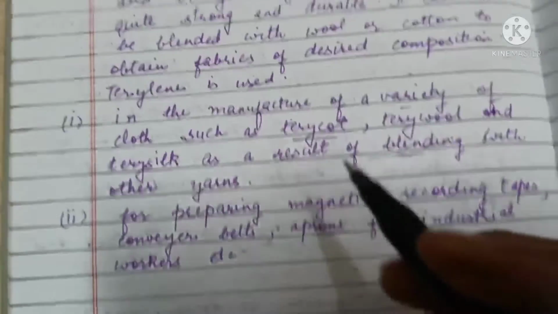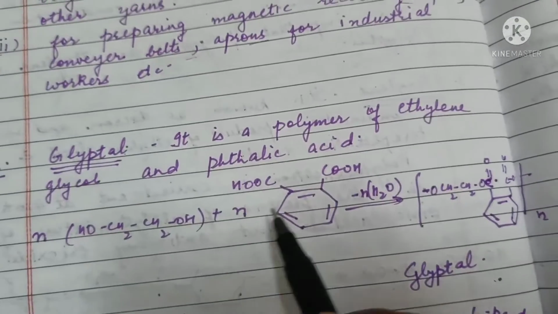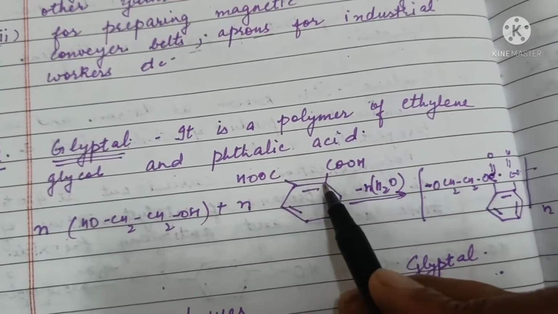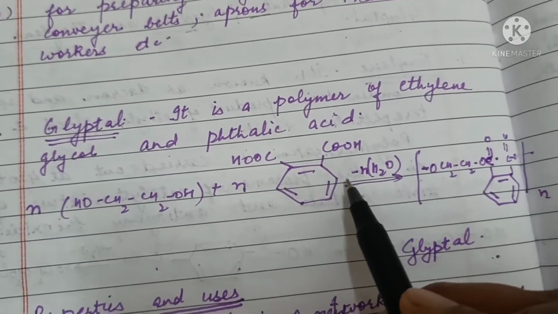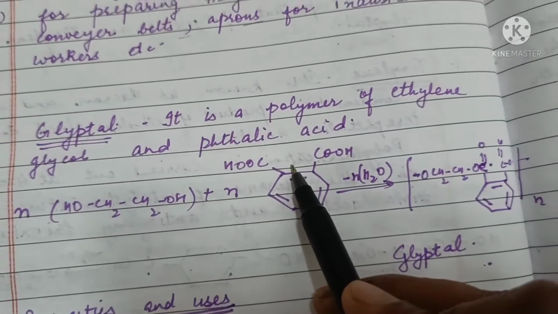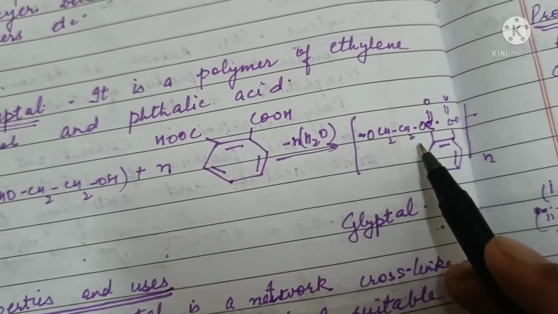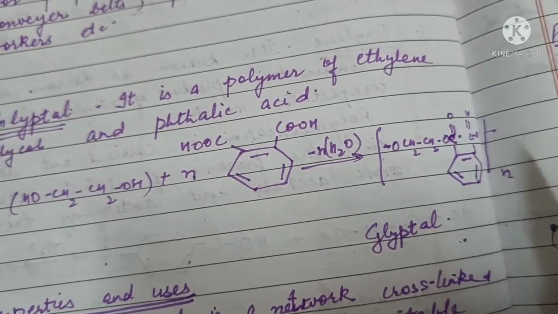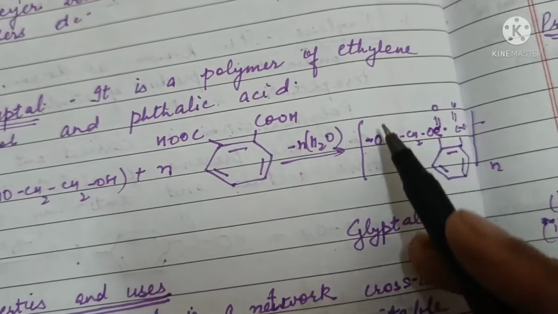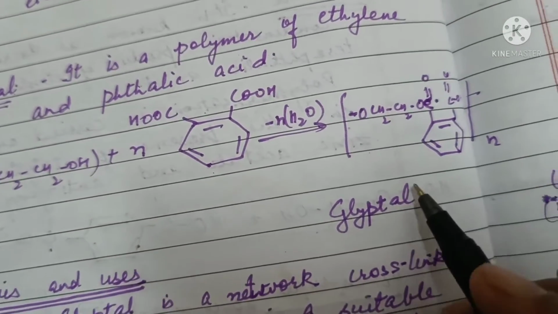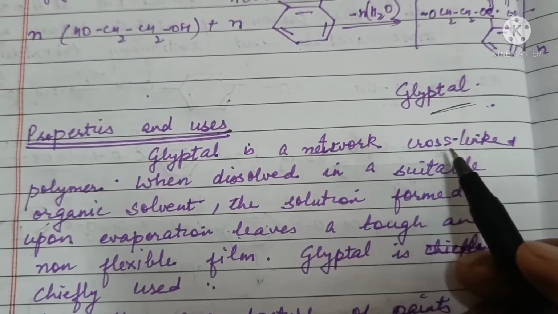Now here one of the monomeric units was terephthalic acid. In case of glyptal, the terephthalic acid is replaced with phthalic acid, means the two COOH groups are present at ortho position rather than para position. So ethylene glycol with phthalic acid combines to form a dimer, and it will again combine with ethylene glycol, which will again combine with phthalic acid to have this repeating unit n times, and the polymer formed as a result is called glyptal. Glyptal is a network cross-linked polymer.